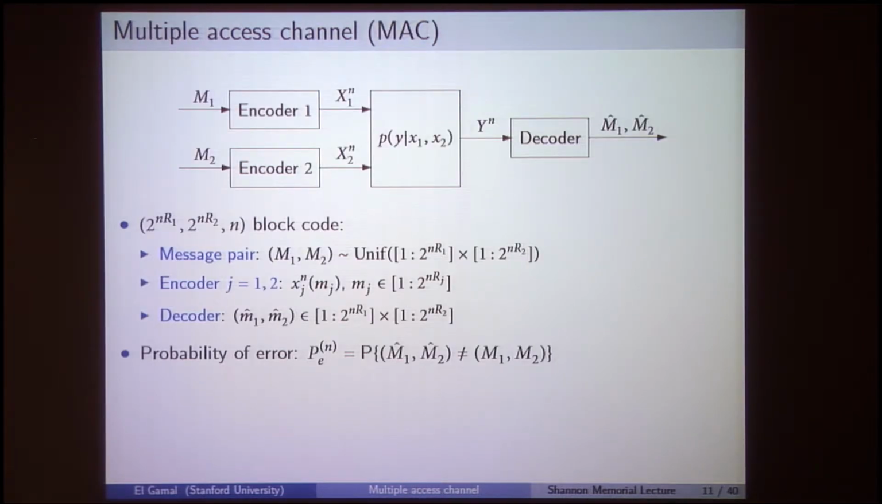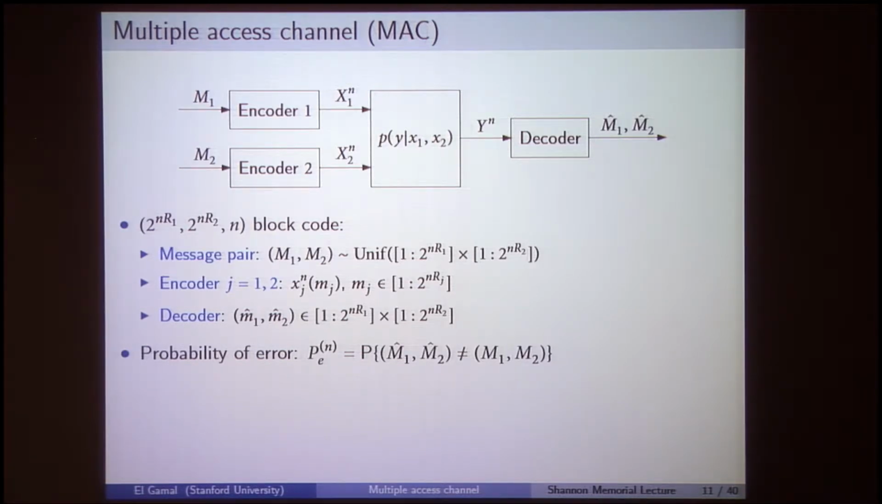So the first model that I'm going to look at is the multiple access channel. This is a model with two senders and one receiver, and for example, this could model the uplink of a cellular system. Each sender has a message, and they want to send it over a shared medium like a wireless channel to a common receiver.